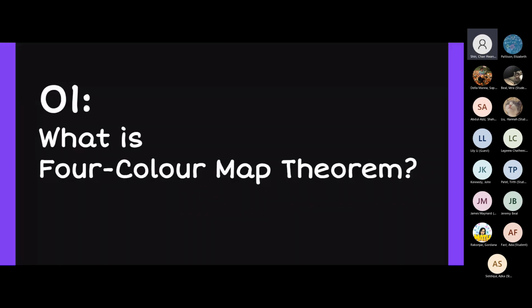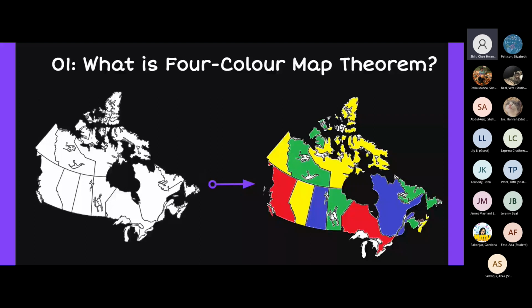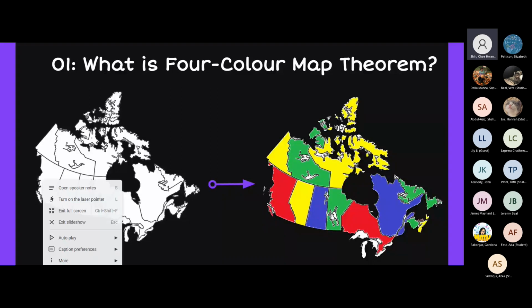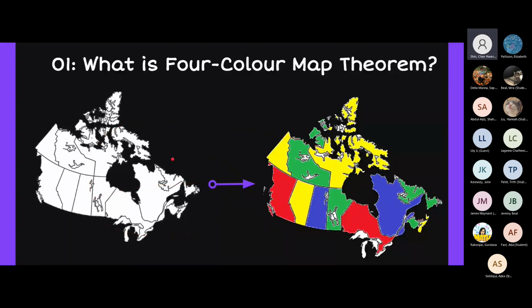First, what is the four-color theorem? The four-color theorem is the question whether any flat map can be colored using only four colors in a way that doesn't share the same color between adjacent areas. The picture on the slide is the map of Canada, colored using only four colors. It's one example of the four-color method.